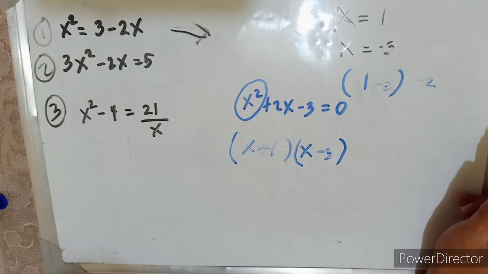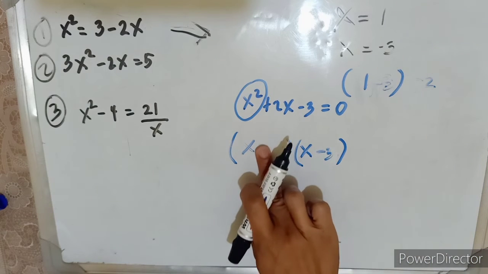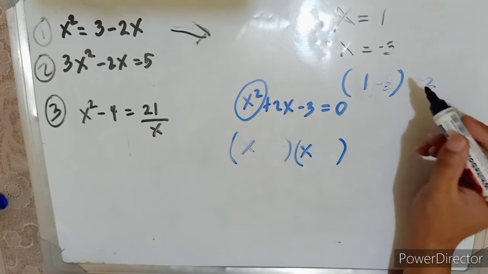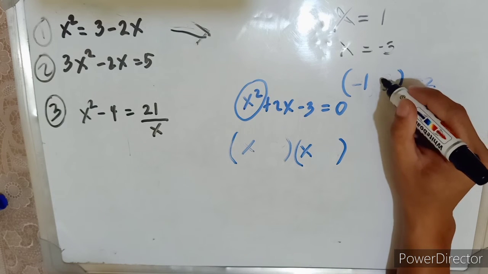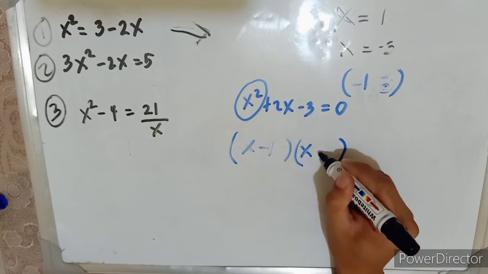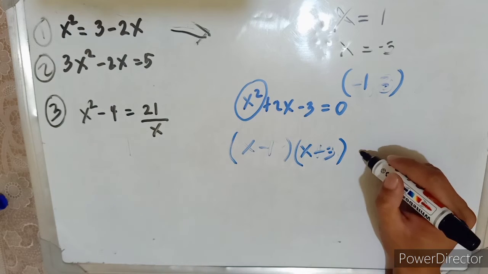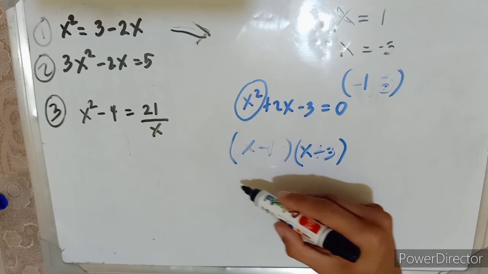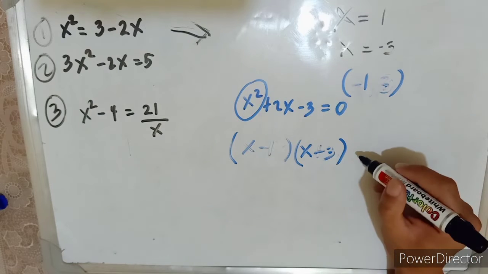Kaya ang dalawang factors na pwede natin gamitin ay ito, negative 1 nga, tapos ito ay positive 3. Okay? So, minus 1, then, ayan. So, yan yung dalawang factors natin, guys, na kung saan, kapag pinag-multiply natin itong dalawang binomial na ito, ang sagot ay quadratic equation ito. Okay?